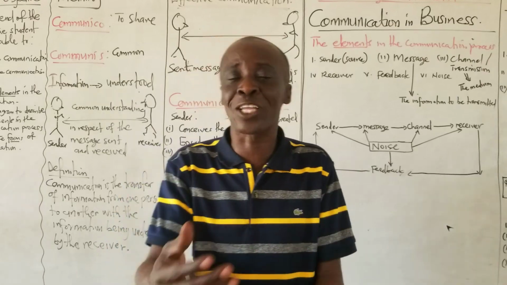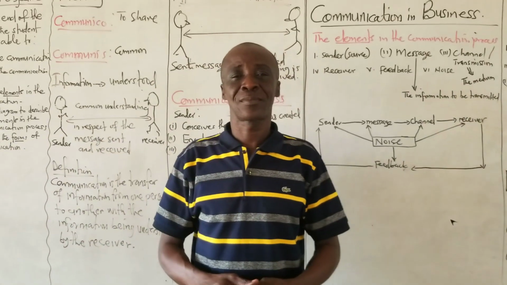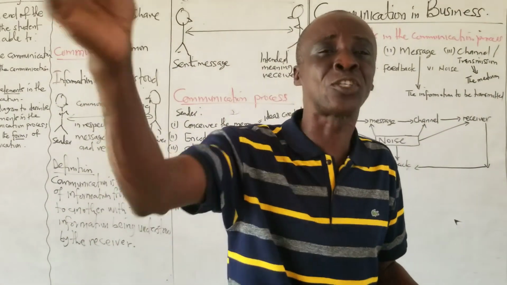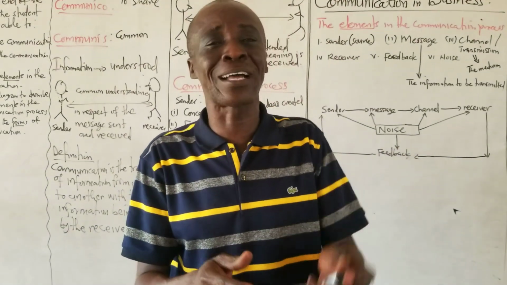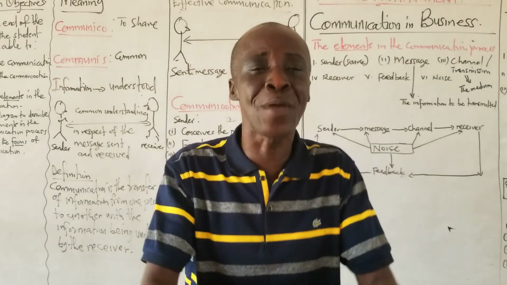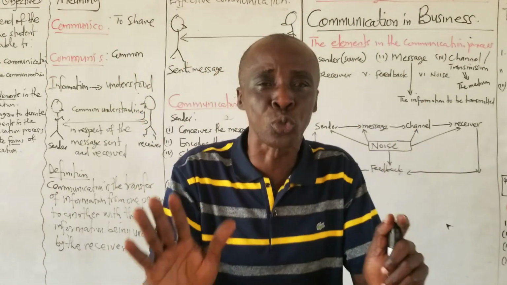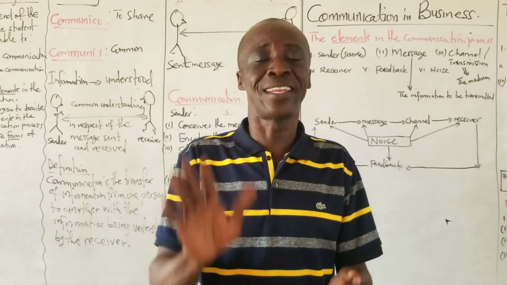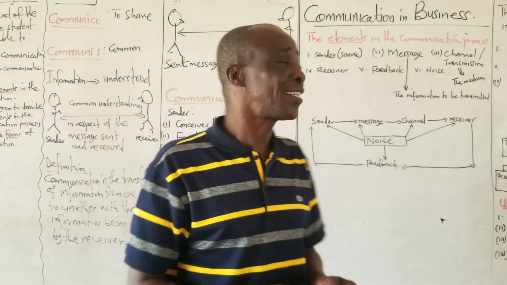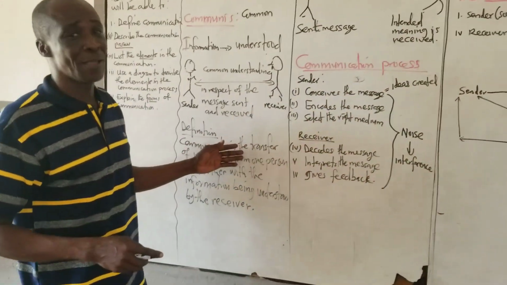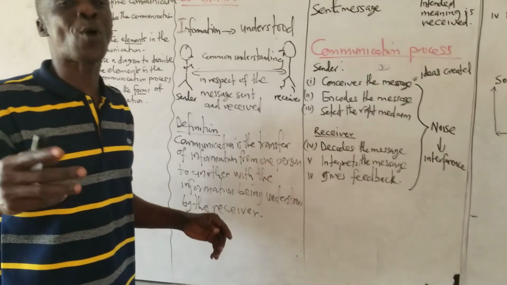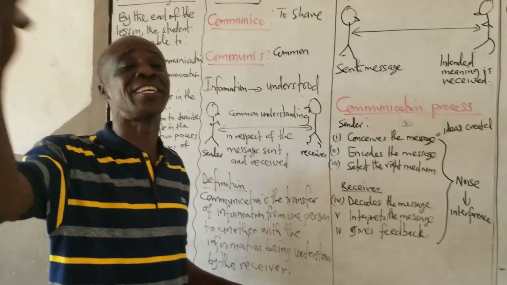So communication is not just about talking. It's not just about giving information to another person, but it is about giving the information and the information being understood by the receiver. So that is all that communication is about. So what then is effective communication?